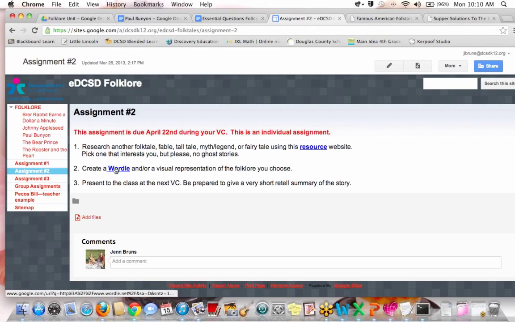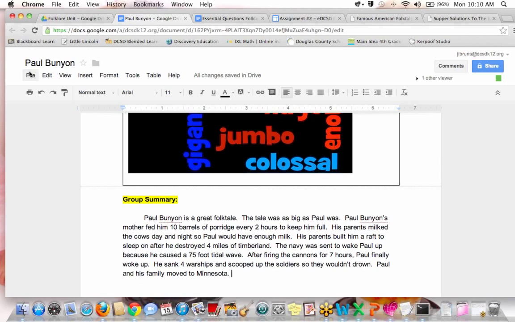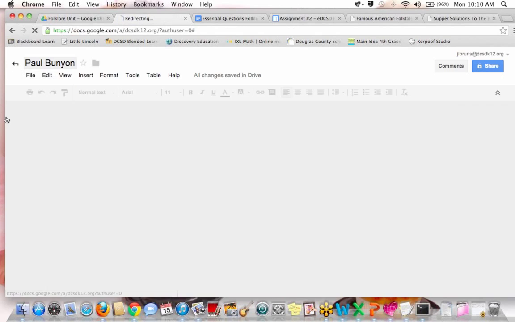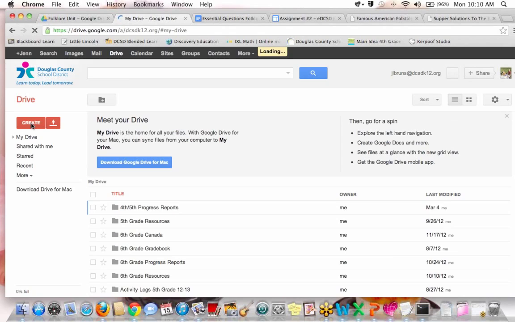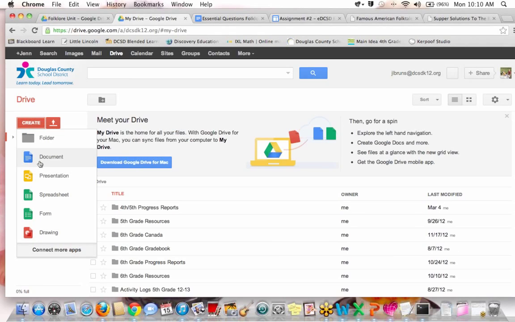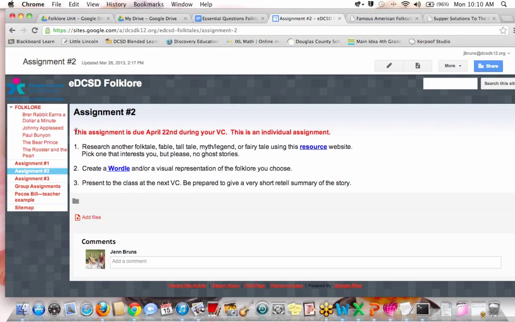What you'll do is create another Wordle for the folktale that you chose, and you will write a short summary. You will just make your own Google Doc, very simple to do. Just type a really short summary so that when you present it to the class, it'll be easy for you to do. Are there any questions on assignment number 2, which is due next Monday?